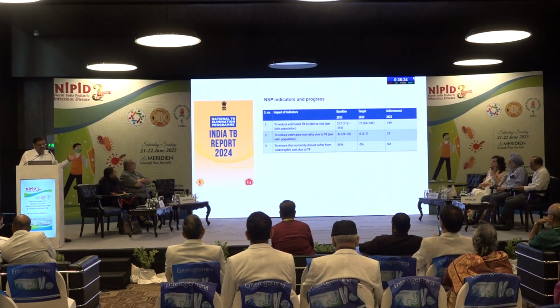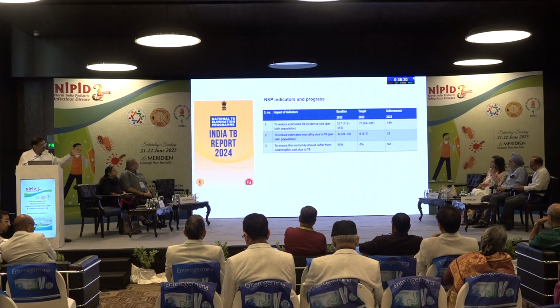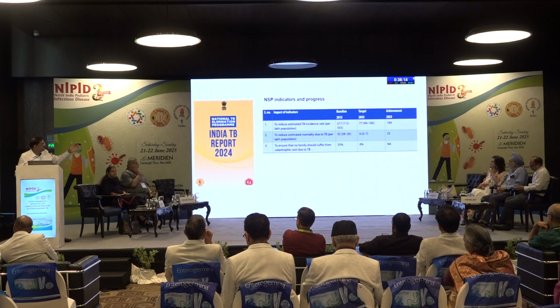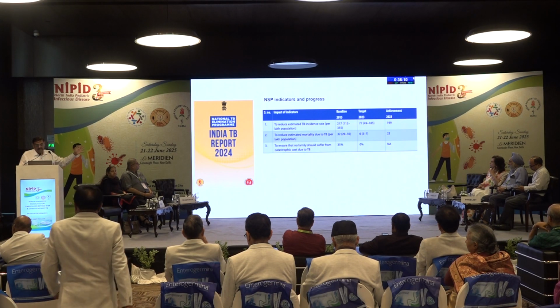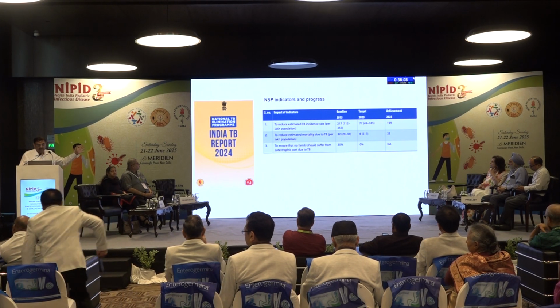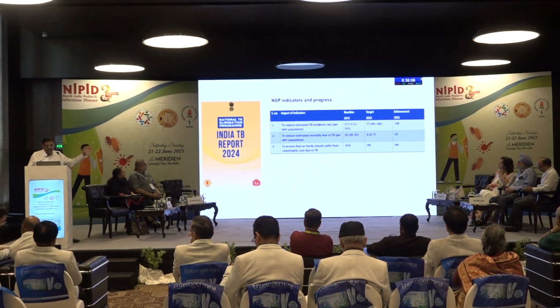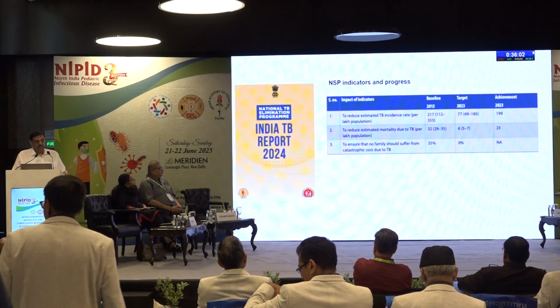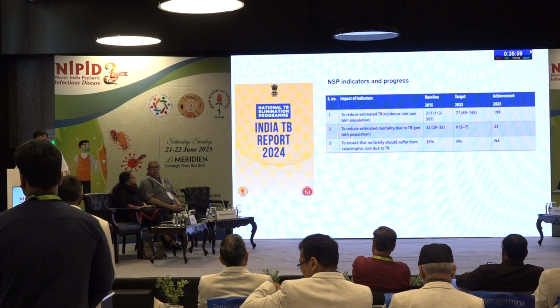So this is from the WHO TB report in 2024, which again talks about 217 per lakh population cases. They have been reduced to 199 and the target was 77. And again, as you can see, the mortality was around 32 per lakh population. It has reduced to 23, but the targets were 6. So there is still a long way to go.